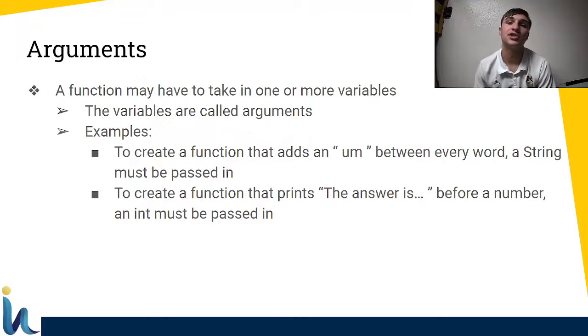Alright, the first part of a function is an argument. After you define the function, a function might take in one or more variables. It may not as well. It could have 0 arguments. But the variables that a function would take in are called arguments. And to create a function that adds an between every word, you would have to pass in a string that would insert between the words in the string. And to create a function that prints the answer is before a number, you would have to pass in an int as an argument in order to create that function.